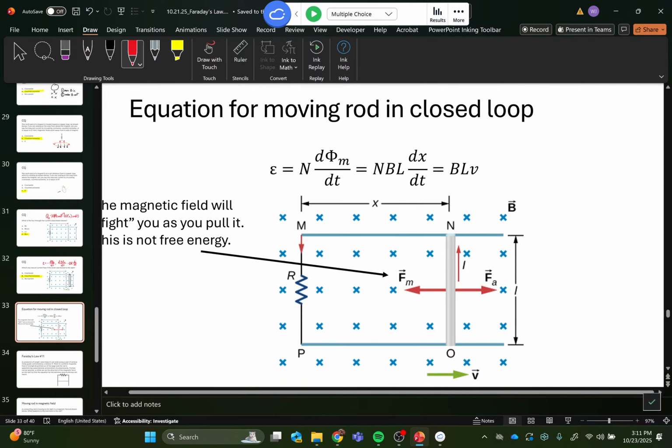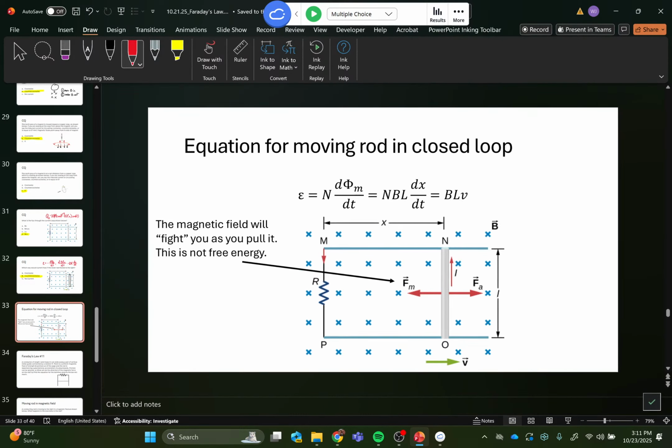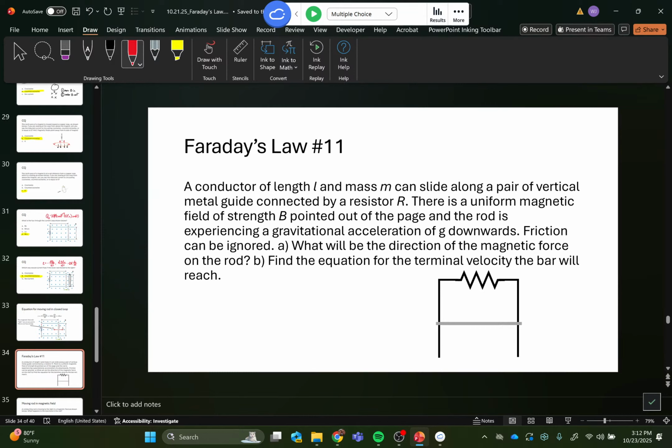Something I want to point out, and I mentioned this before, this is not free energy. This rod is not trivial to move. If you actually tried to pull this rod to the right, you would feel it pulling against you. Why? Because of the magnetic force. You are trying to make charges move in a magnetic field. There will be a force. You can do the right-hand rule to figure that out. So we have some problems to figure out the terminal velocity or the force required to get a certain velocity. You'll see it when we see it.